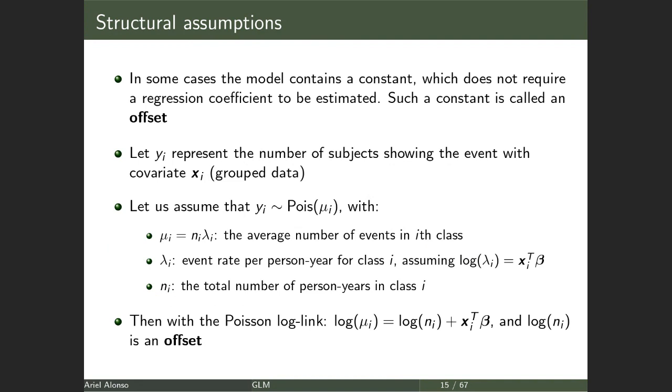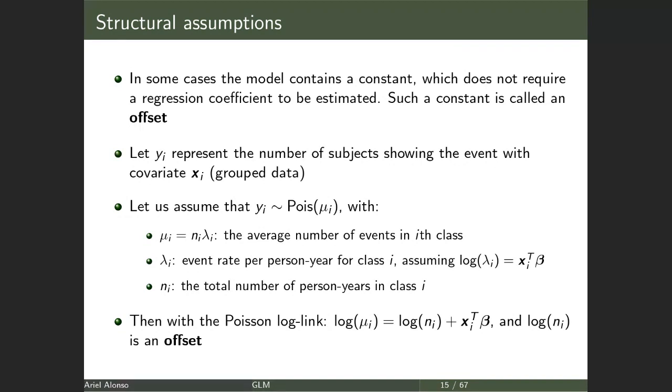Okay, here, this is something that we saw already. In some cases, when you use GLM, the model contains certain constants which do not require a regression coefficient. You don't need to estimate a regression coefficient for that element in the model. And that's what is called an offset. And we discussed that already when we saw the Poisson model.